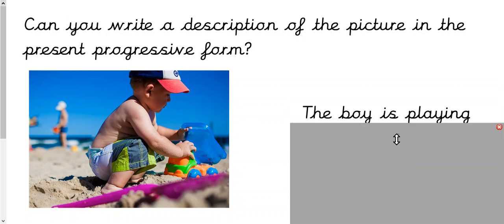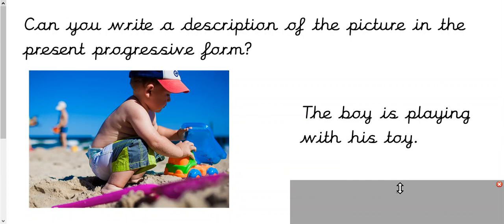Okay, so my example then would be the boy is playing with his toy. So I've used the verb is and then the present tense playing with his toy. So as long as you've used in your sentence is or am and then a verb ending in ing, you've got that correct also. So well done.